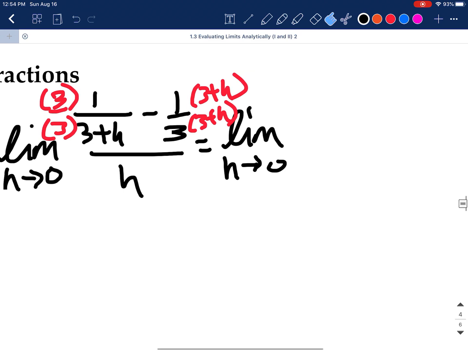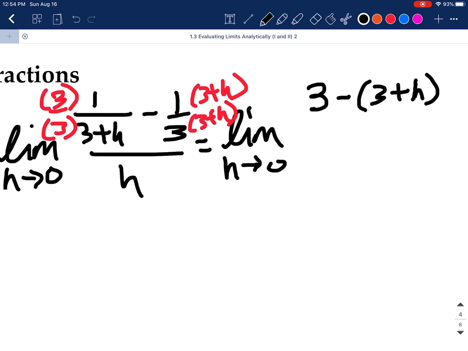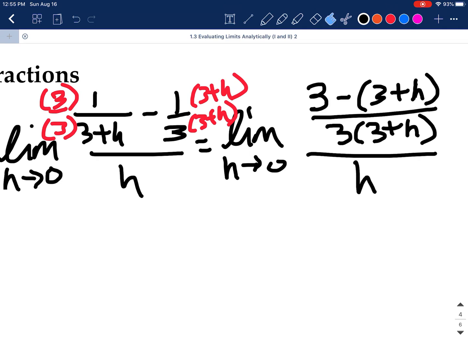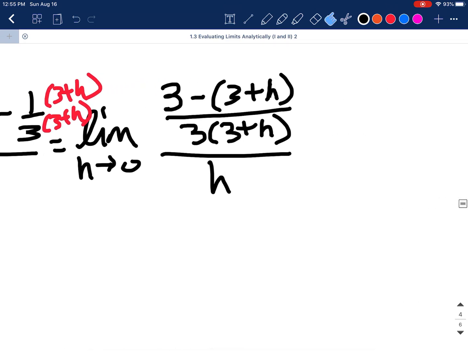And let me zoom out a little bit so we can still see it. So we're going to end up with 3 minus quantity 3 plus h in that top numerator, all over our common denominator, which is 3 times quantity 3 plus h, all over h. But that all over h part we can get rid of if we multiply by 1 over h times 1 over h. Those are going to cancel, and really the h is just going to enter our new denominator here. This will always be true, so you don't necessarily have to show this step.